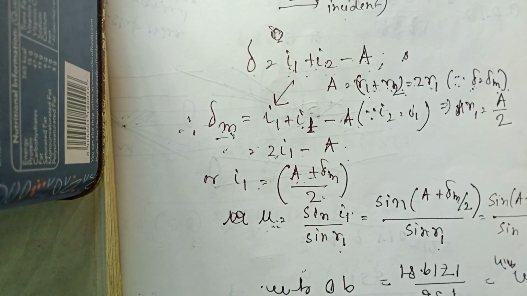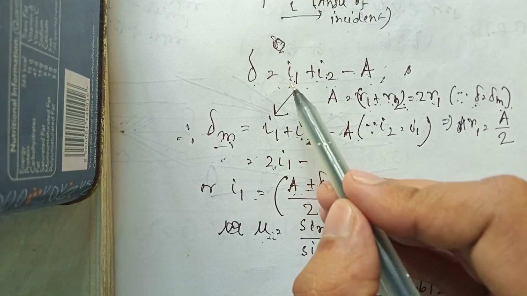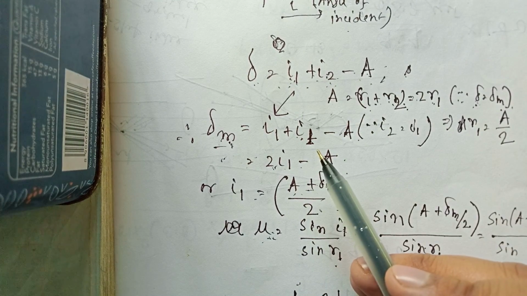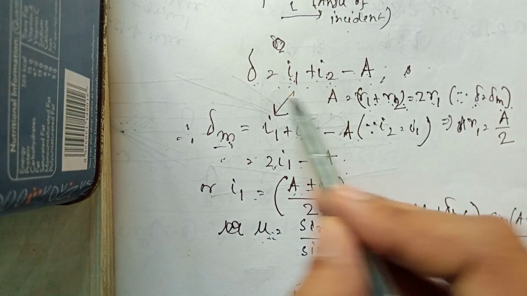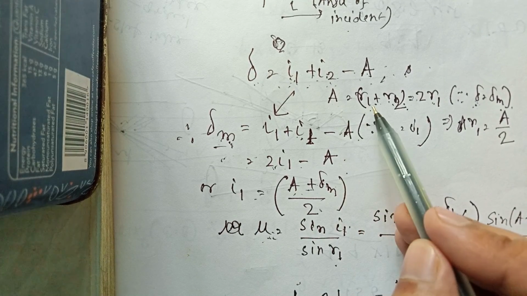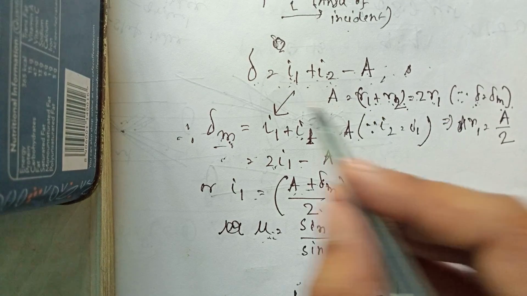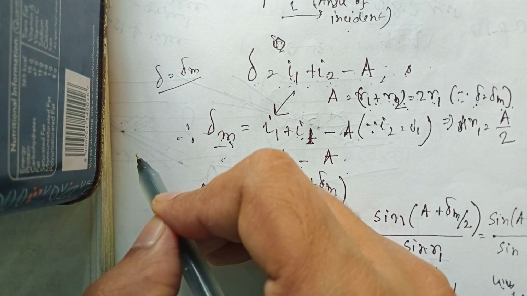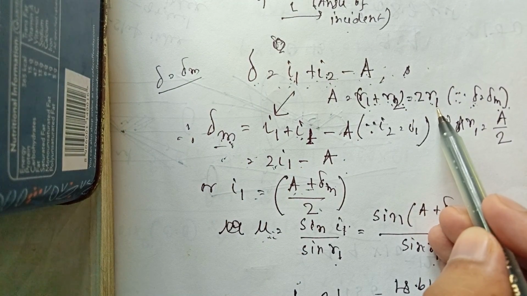Now we know delta equal to I1 plus I2 minus A, right? Already we know that delta equal to I1 plus I2 minus A. Last day we proved this in our class. And we also know that A equal to R1 plus R2. Now at delta equal to delta M, we know that R1 should be equal to R2.